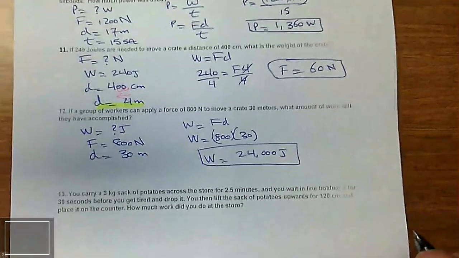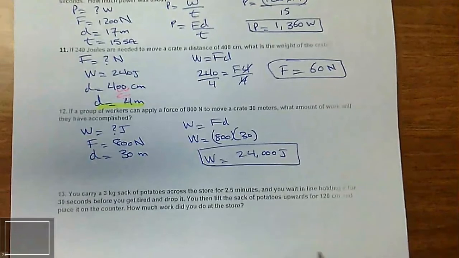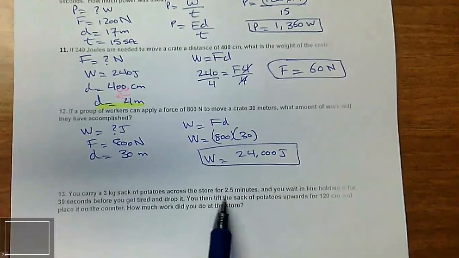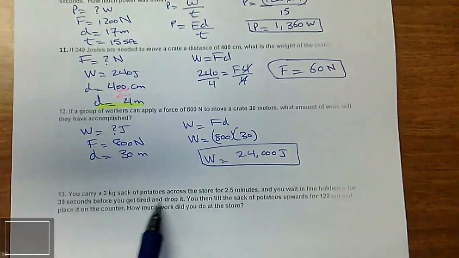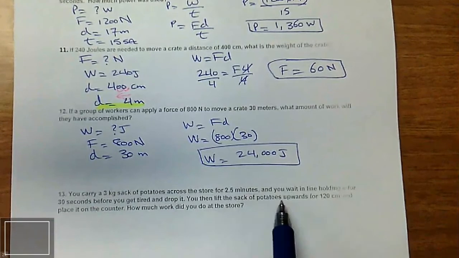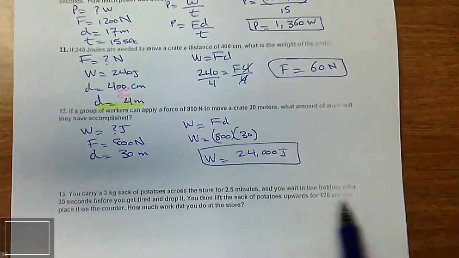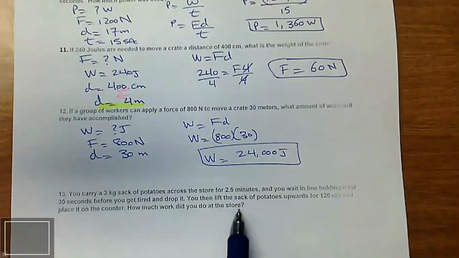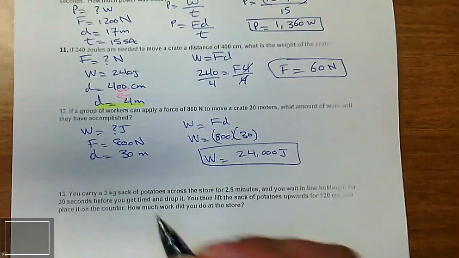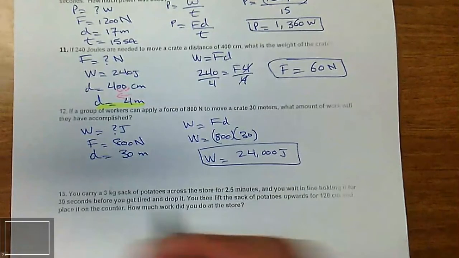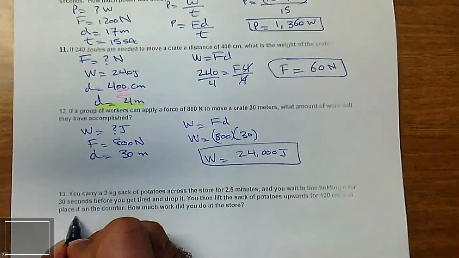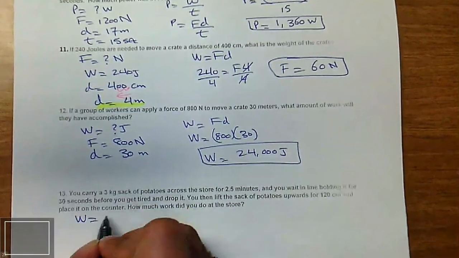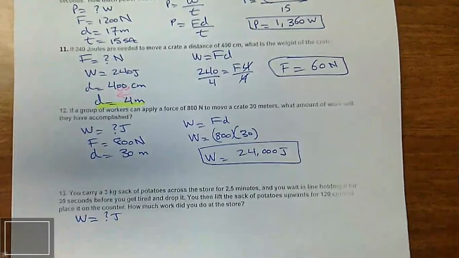Number 13, you carry a 3 kilogram sack of potatoes across the store for 2.5 minutes. You wait in line, holding it for 30 seconds before you get tired and drop it. You then lift the sack of potatoes upwards for 120 centimeters and place it on a counter. How much work did you do at the store? Well, you exerted a lot of energy and you put a lot of force, but realistically, how much work did you do? So W is what we're solving for, in units of joules.